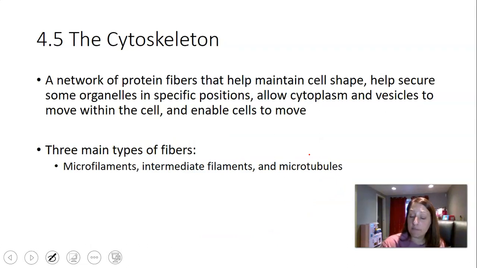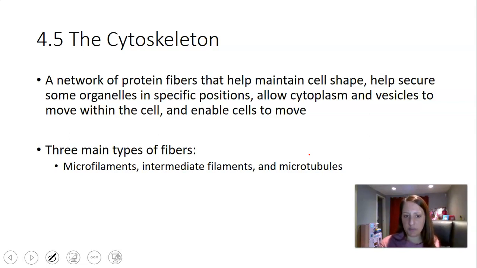Okay, so that's it for the endomembrane system. Again, a series of membranes found within the cell that can fuse with each other to become part of each other. It includes the endoplasmic reticulum, both rough and smooth, the Golgi, vesicles and vacuoles, lysosomes, and the plasma membrane.